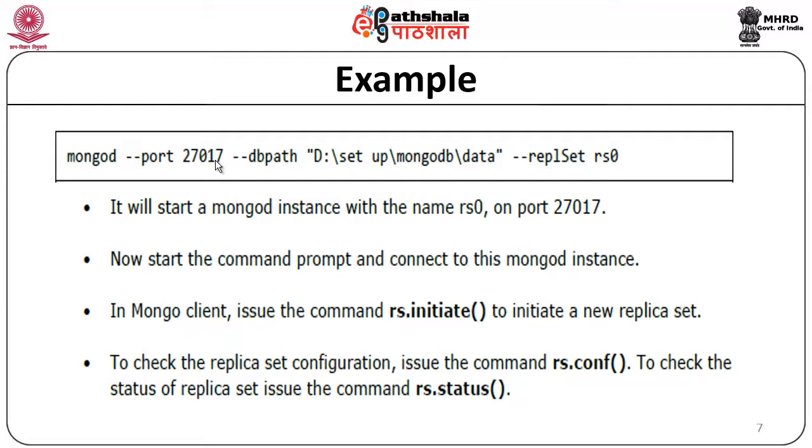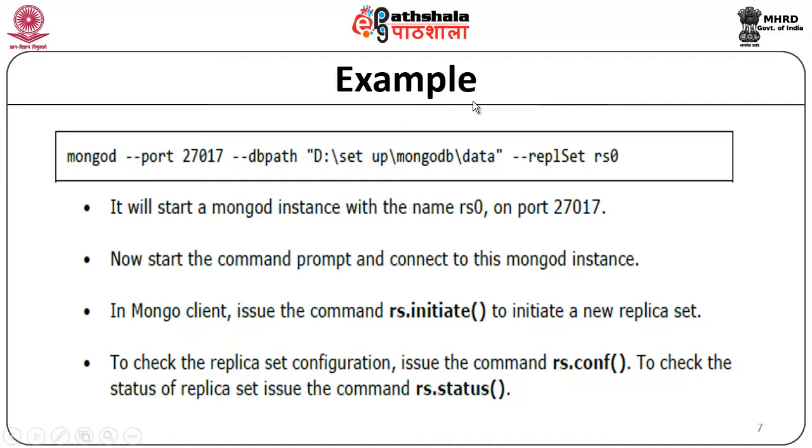Then you will have to start the command prompt and connect to this MongoD instance RS0. In the Mongo client, we will have to issue the command rs.initiate, that is replica set initiate. This command is issued for initiating a new replica set. When you want to check the configuration of the replica set, you can issue the command rs.config. To check the status of the replica set, we can make use of the command rs.status.